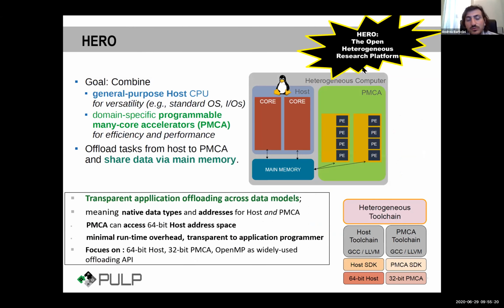But then we need to program these accelerators, and the problem is to be capable of sharing code efficiently from the host to the accelerator with shared memory. And to do so, in the lab has been developed the HERO support, which is a heterogeneous research platform which today supports 2 toolchains, which are the GCC and the LLVM toolchain, which allows to share pointers between the host and the coprocessors.